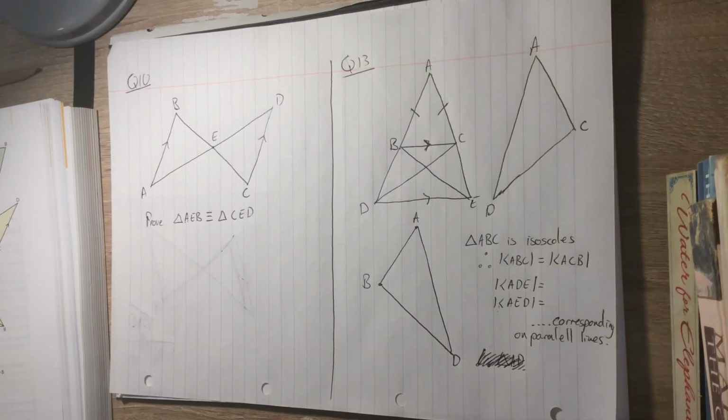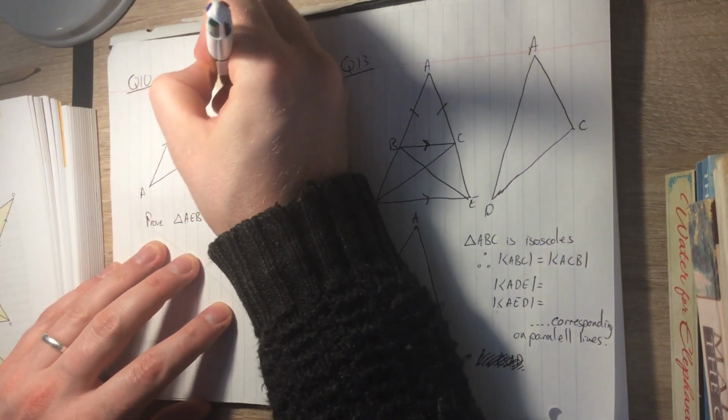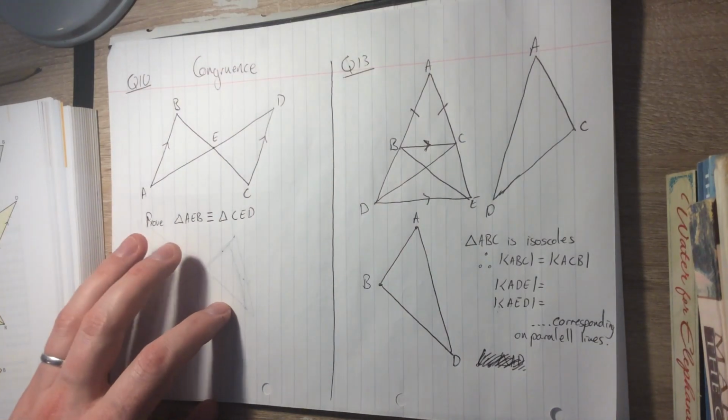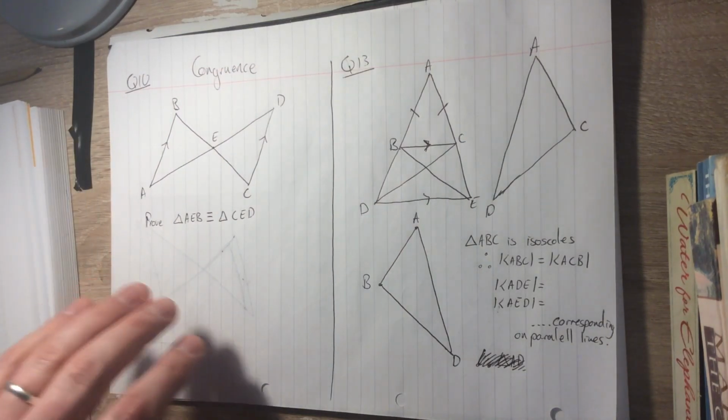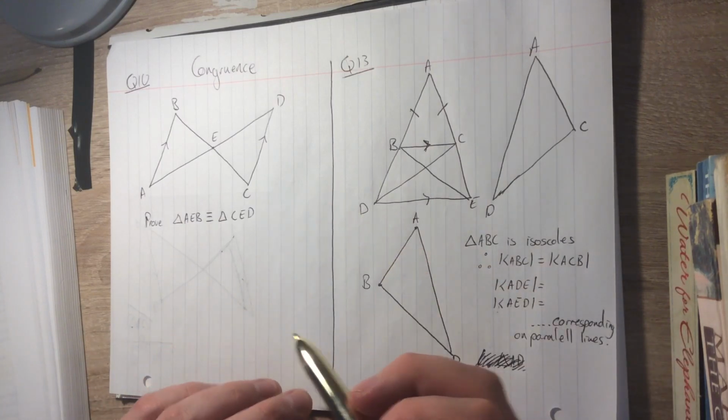Okay, so I want to look again at congruence and proving congruence today. But this time we're getting a bit more formal and we're moving towards what's called mathematical proof, which is quite a formal set of statements that arrives at a conclusion.